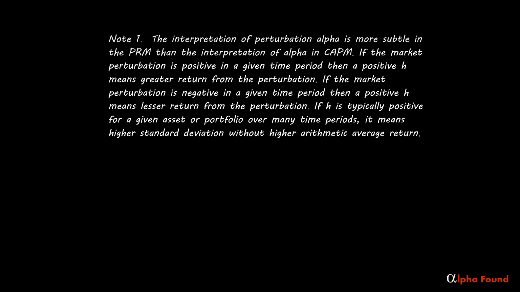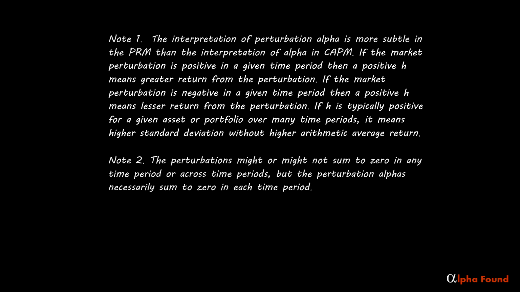Note 1. The interpretation of perturbation alpha is more subtle in the PRM than the interpretation of alpha in CAPM. If the market perturbation is positive in a given time period, then a positive h means greater return from the perturbation. If the market perturbation is negative in a given time period, then a positive h means lesser return from the perturbation. If h is typically positive for a given asset or portfolio over many time periods, it means higher standard deviation without higher arithmetic average return.